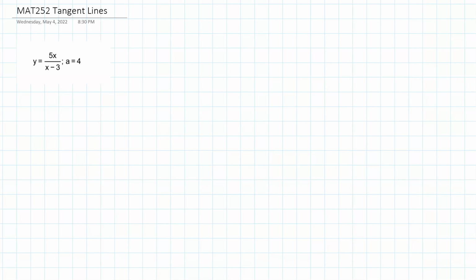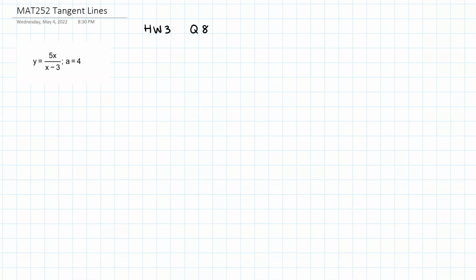Okay, so this is homework 3, question 8. In this question, they give you a function and a value, and they want you to find the equation for the tangent line to that function at that x value. So they're calling it x equals a, and in this case, x would be 4.